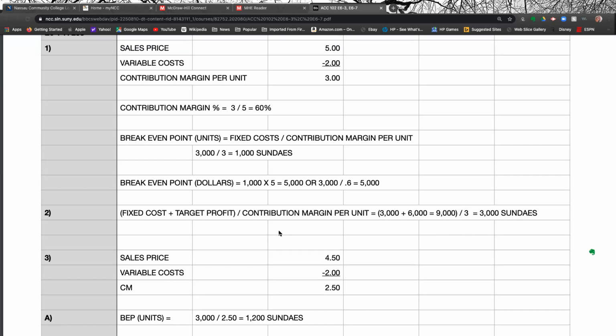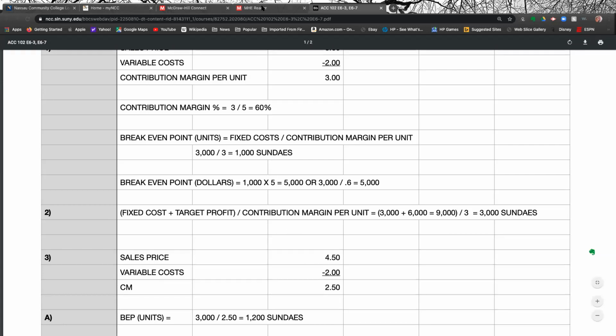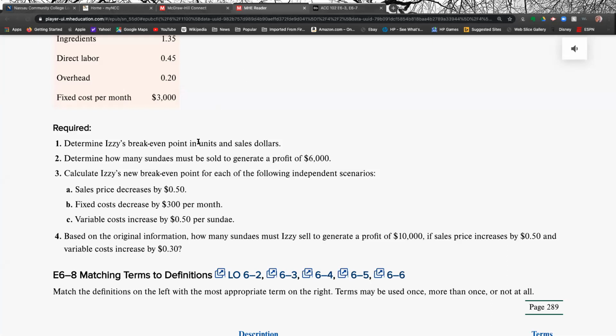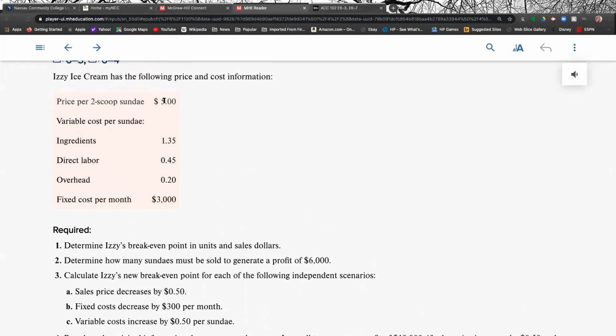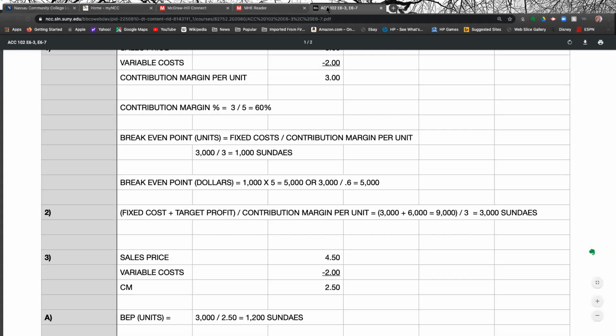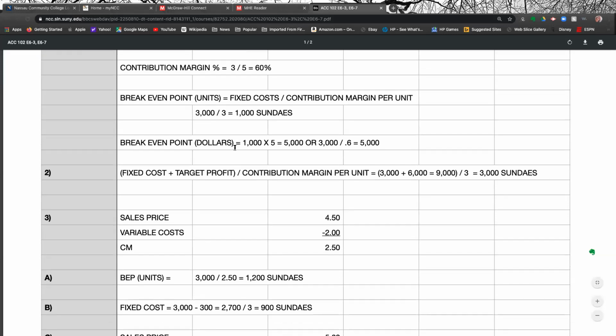Okay, let's take a look at part 3. Part 3 is where they change things. Calculate Izzy's new break-even point for each of the following independent scenarios. What if everything stayed the same except we had to decrease the selling price by 50 cents? So the selling price went from $5 to $4.50, but everything else stayed the same. So the new selling price is $4.50.